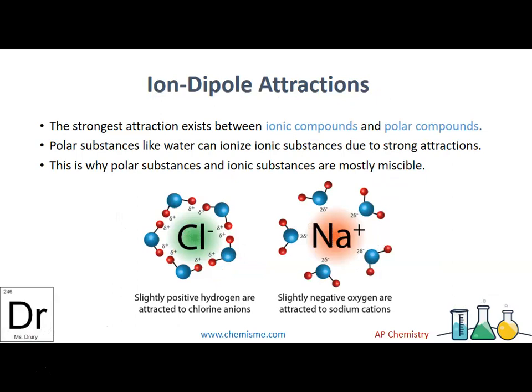Our next type of attraction occurs between ionic compounds that have really strong ionic bonds and polar compounds that have weaker covalent bonds. And what happens is the polar substances like water can ionize the ionic substances due to these plus-minus attractions, and that's why polar substances and ionic substances are mostly miscible, or mixable. So what you're seeing here is the water ripping apart the sodium from the chlorine. The positive hydrogens are attracted to the negative chlorine, and the negative oxygens are attracted to the positive sodium.